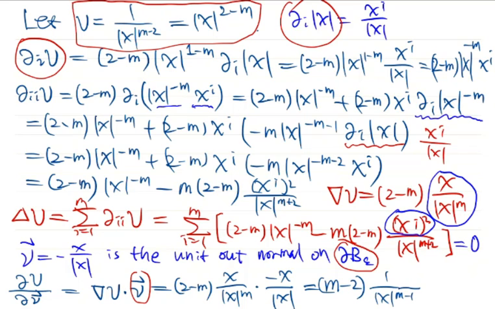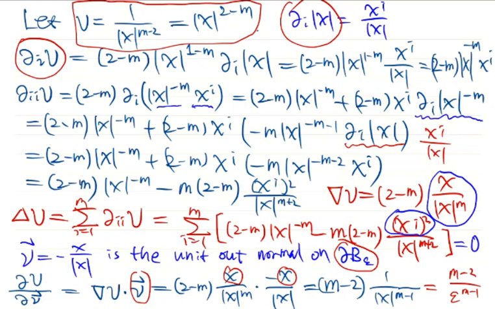The inner product of these two x's is the square of the norm of x, and we cancel the square of the norm, so in the denominator we have the norm of x to the m minus 1. So this is (m minus 2) over epsilon to the m minus 1, because on the sphere of radius epsilon, the norm of x is precisely epsilon. Okay, so we get this result. This is the preparation of our computation.